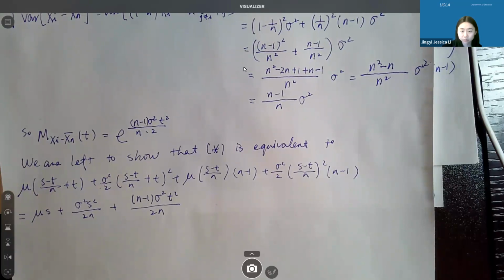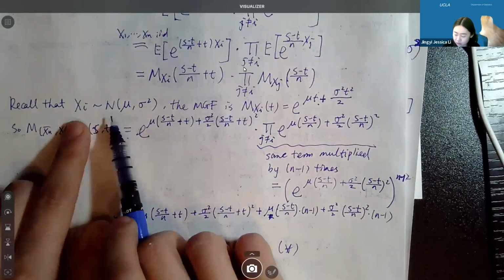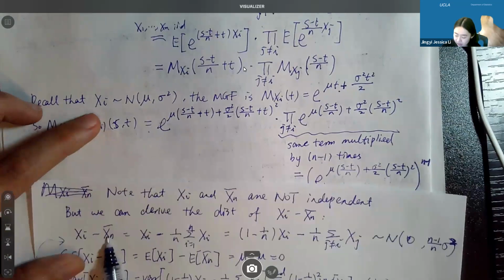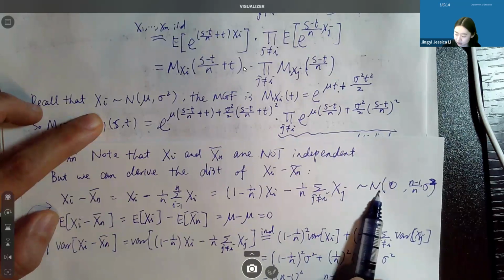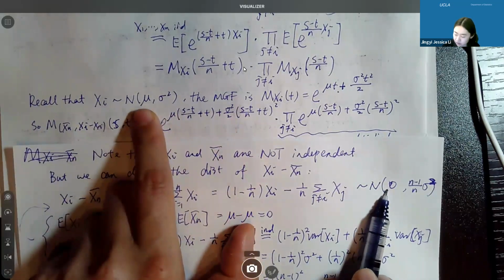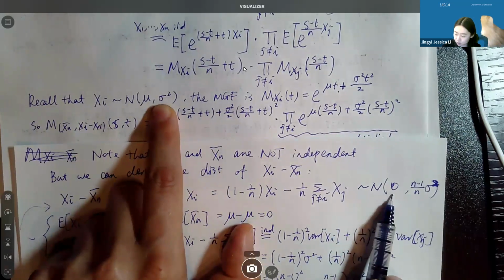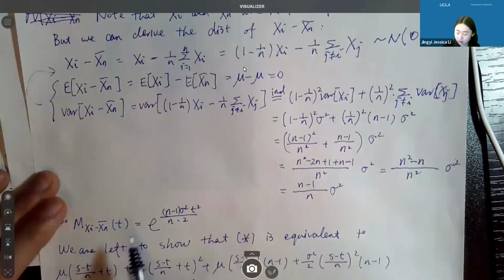Can you move the paper up? What formula are you using for Mgf? The formula I'm using is just this formula. For a normal distribution, its Mgf is this. And we showed that xi minus xn bar has a normal distribution with mean 0. So the mu is 0, and this sigma squared becomes this term. I'm just putting mu as 0 and sigma squared as this term into this formula. That's how I got the Mgf of this.